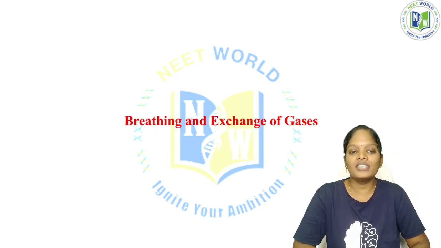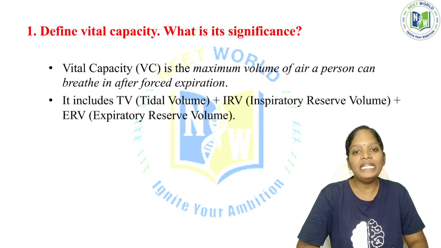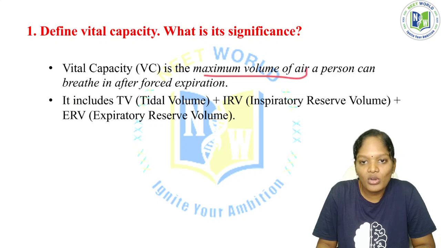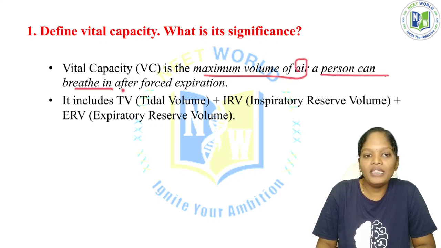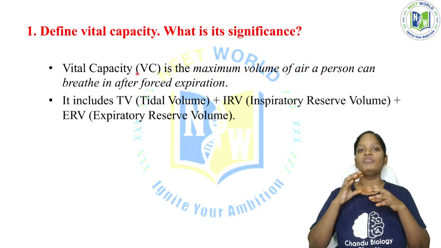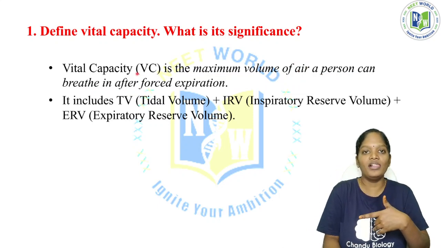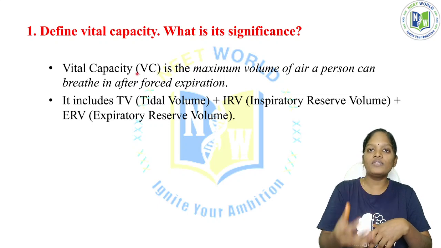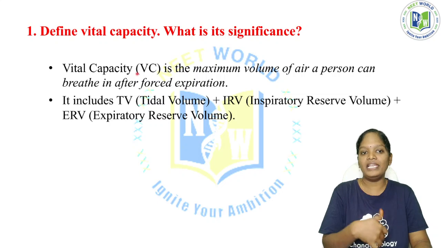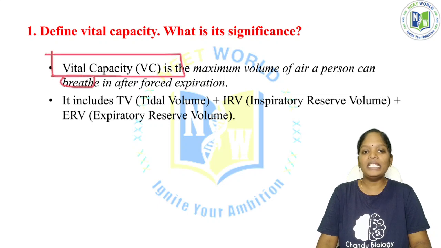Now comes the very shorts in breathing and exchange of gases. The first question: define the vital capacity and what is its significance. Vital capacity means the maximum volume of air a person can breathe in after forced expiration. Now I am inhaling. Now I am forcefully exhaling, forcefully expiring all the air. After the forceful expiration, the maximum volume of air a person can breathe in is called the vital capacity.